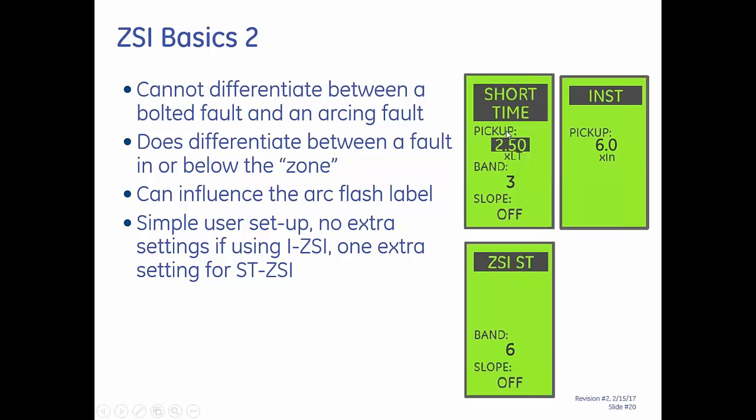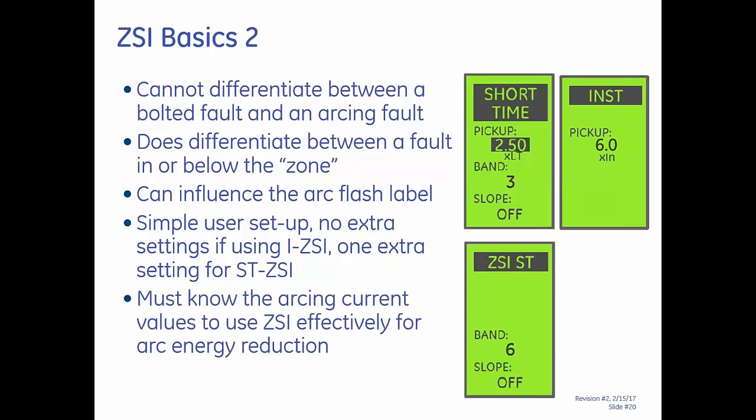I'm going to have to always set a short time pickup and a band, and if I'm using it, a slope. But now if I have short time ZSI, I just get to set my pickup lower and my delay. Forget the comment about setting the pickup lower. That will come later. I can set my band lower without any loss of coordination. But then for short time ZSI, there will be one extra window where you have to set the restrained setting that it goes to, shown on the bottom right.